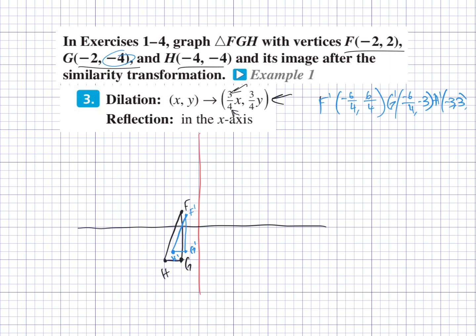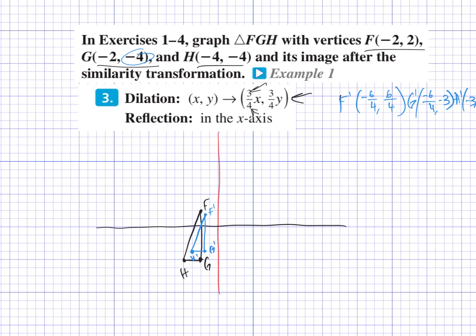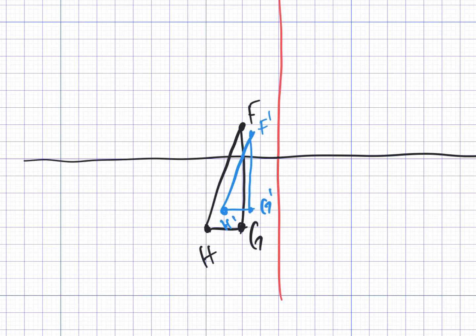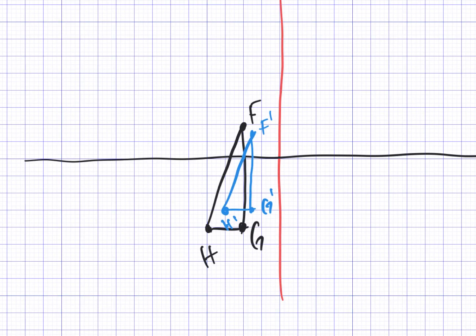Okay, and now we're reflecting in the x-axis. Ugh, this is tough. I'm going to blow this up and reflect. So this will be in red. F prime, reflecting in the x-axis. So F double prime will be there. G double prime is 3 units on the other side. Let's make this thick. Okay, and H double prime is 3 units on the other side. 1, 2, 3.